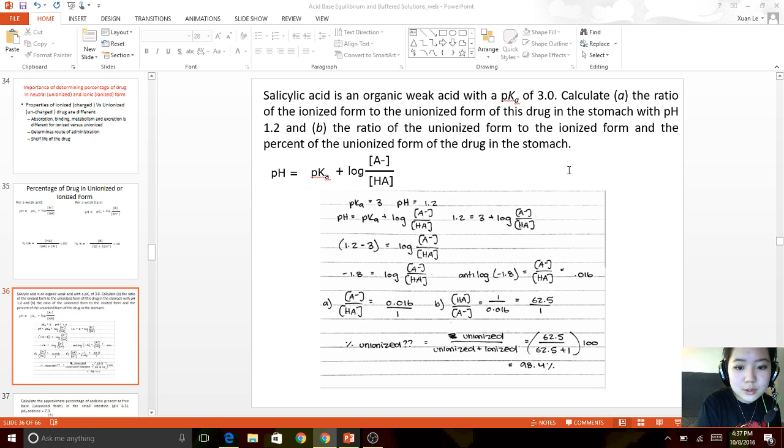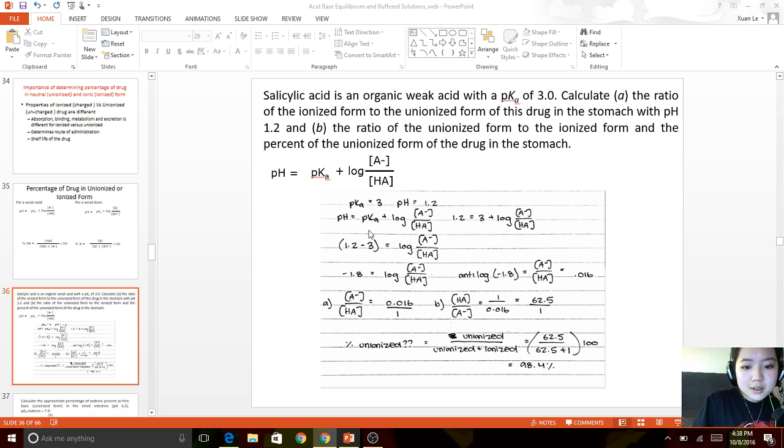So we're just going to solve this equation here. So basically they're going to ask us what the ratio of the ionized form to the unionized form of this drug is going to be, and then the reverse of that, the ratio of the unionized form to the ionized form. So they give us the pKa and then they give us the pH, and so that's really all we need to know to find out the ratio. So A minus here is going to be the ionized form, and then HA is going to be the unionized form.